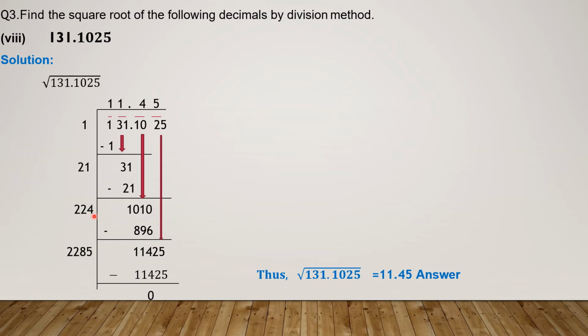224 is multiplied with the same number 4. 224, 4s are 896. That is nearest of this dividend. Subtract these two values, we will get 114. Subtract this and this, we get 114. Now the next pair will come down, and pair is 25. Now you have the number 11,425. This is your new dividend.